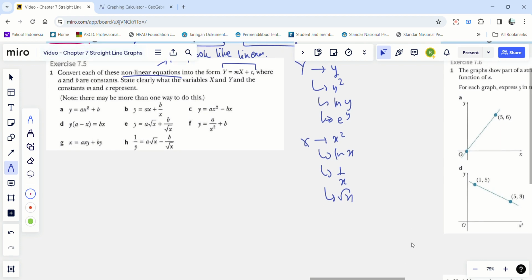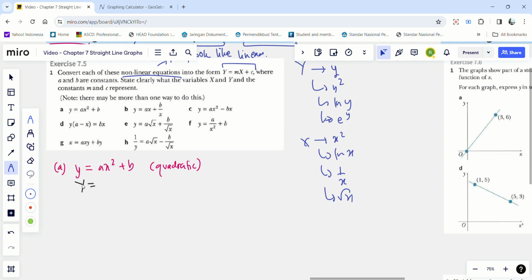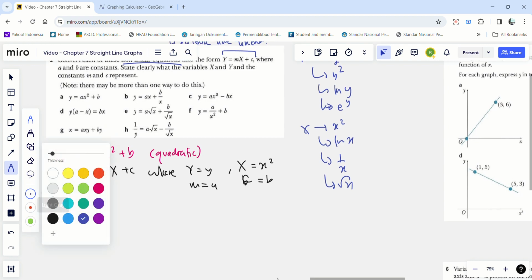So let's go through some of them. For example, question A: y equals ax squared plus b. You see that the y is just the normal y, and the x squared is the normal x. You know this is a quadratic relationship, so of course this is not a linear relationship. In this case, you can transform it into y equals mx plus c, where the y is the same y, the m is the a, the capital X is actually x squared, and the c is actually the b. It's just as simple as that. But it's not as simple as that in some cases, which we will see in further cases.